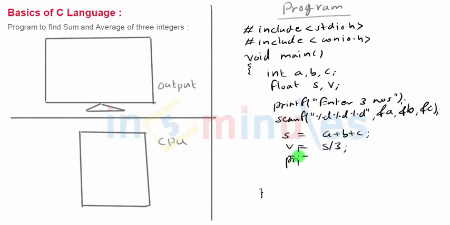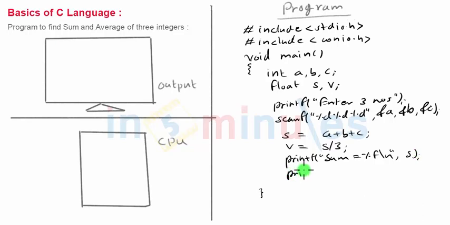So for that we write printf("sum is equal to %f\n"), since we are using the sum variable as a float. The \n is to generate a new line because we'll be generating two different outputs, so to take the next output on a new line we put \n. Here we put the value of variable s.